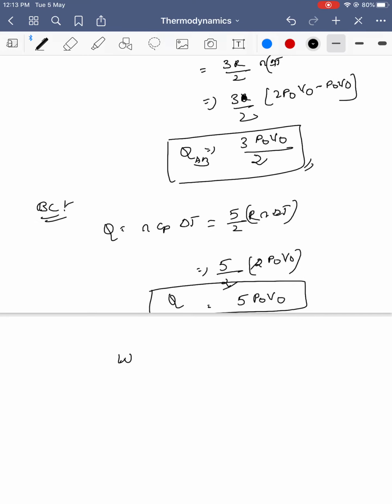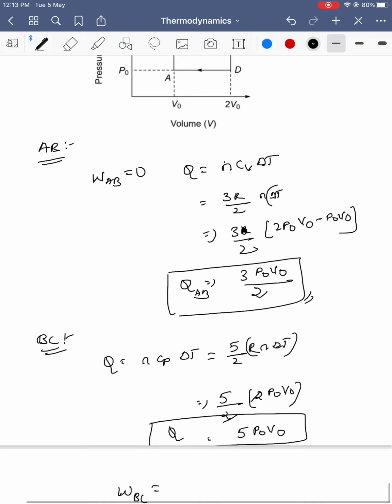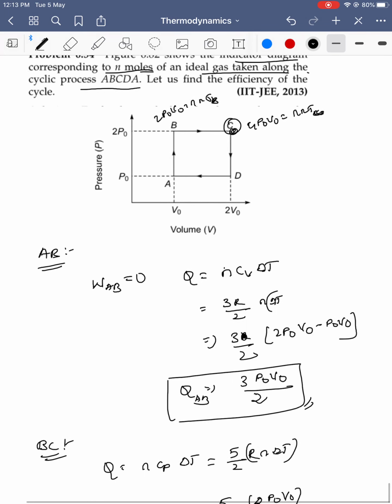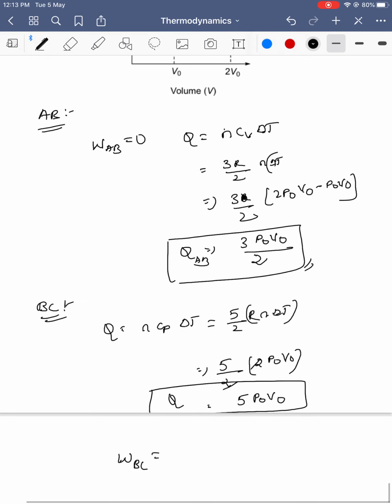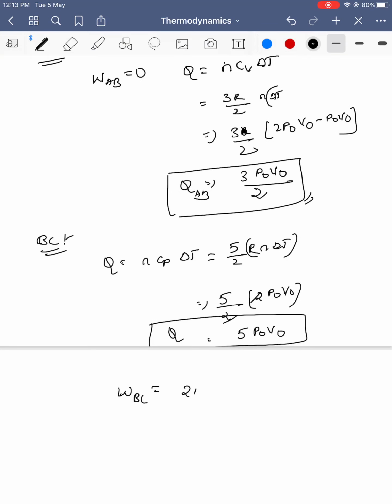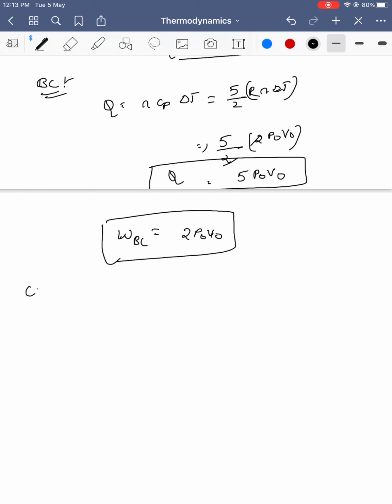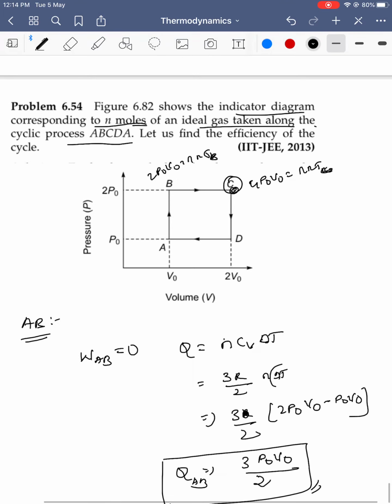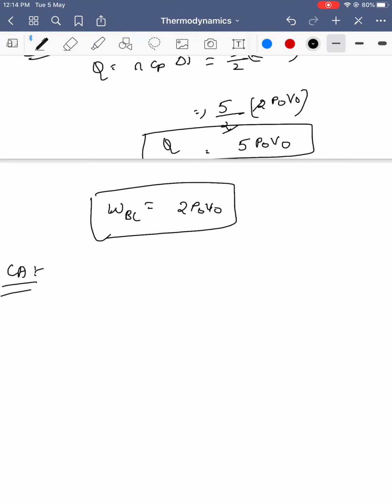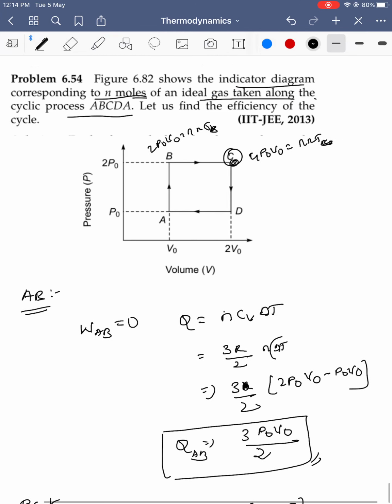Next, work done in BC. What is the work done in BC? What kind of process is it? Work done is equal to the area under the curve, 2P0V0 area under the curve for this. Okay, BC I am doing directly. Next, work done in the process CD.